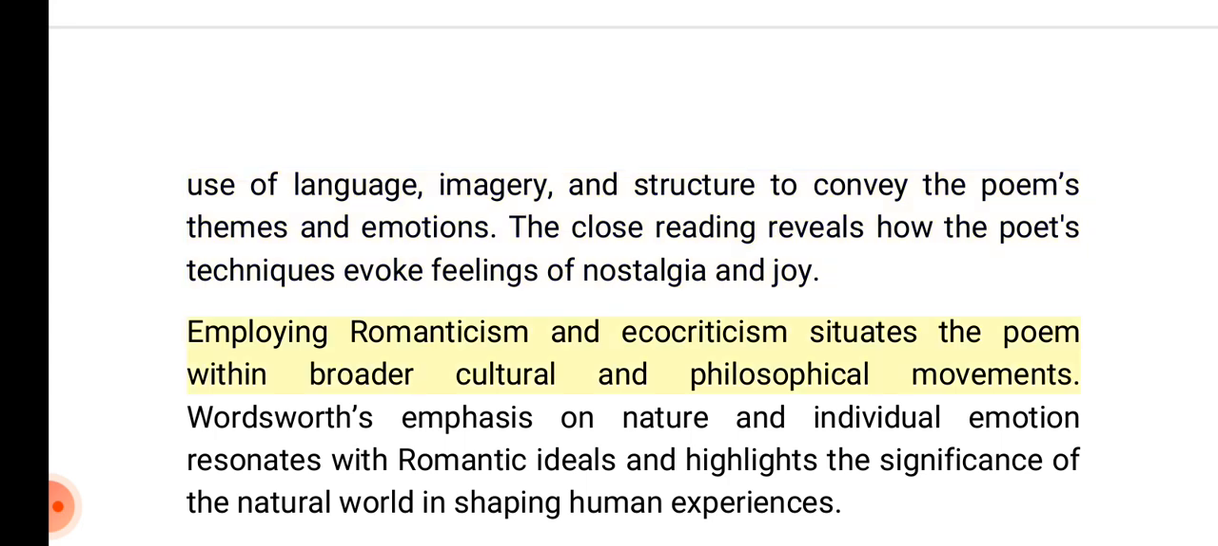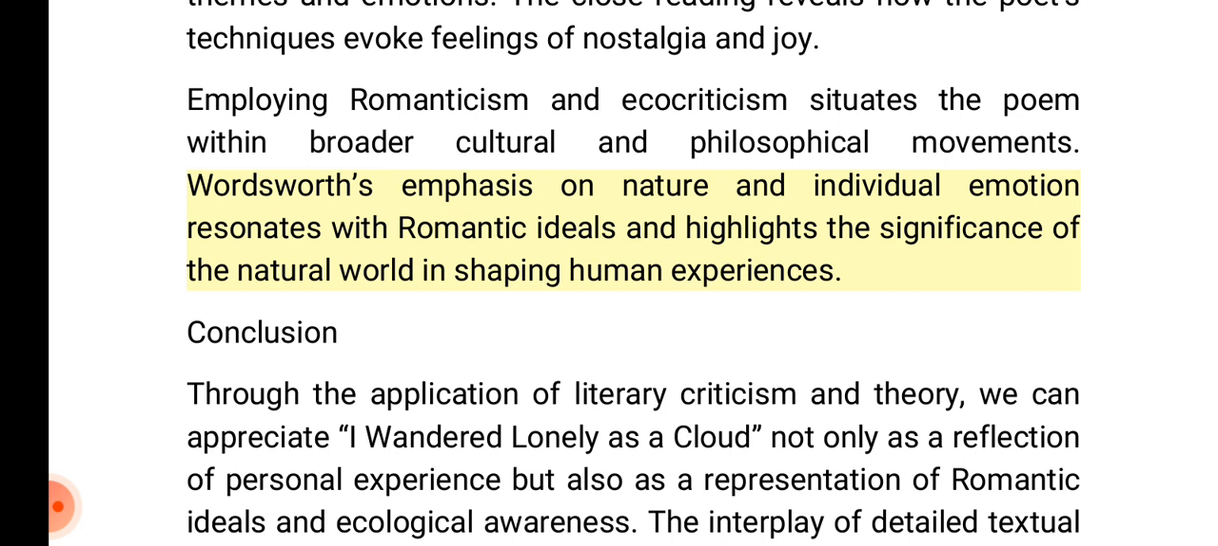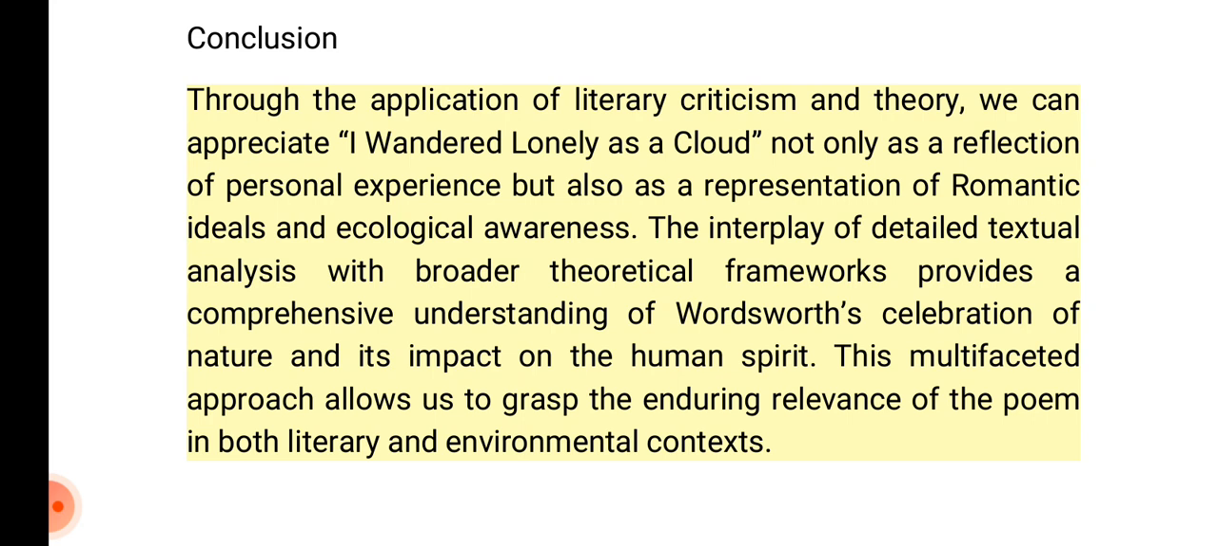Employing romanticism and eco-criticism situates the poem within broader cultural and philosophical movements. Wordsworth's emphasis on nature and individual emotion resonates with romantic ideals and highlights the significance of the natural world in shaping human experiences.